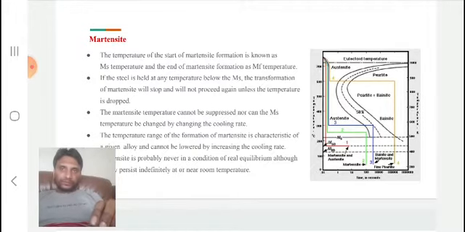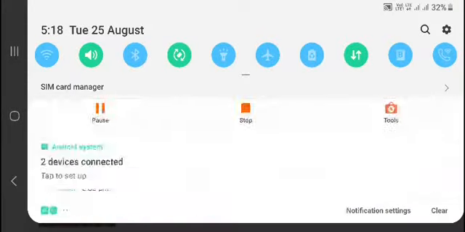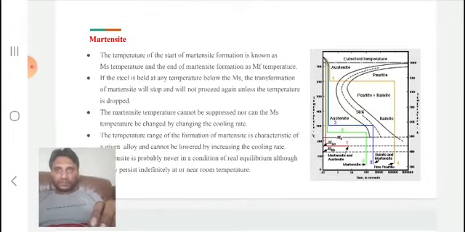Otherwise, no matter what cooling rate we are using, escaping the nose as shown in the figure, at any cooling rate, we can directly quench the steel below 250 degrees centigrade or 200 degrees centigrade for the martensite to form. That is, whatever austenite is present will entirely convert into martensite.